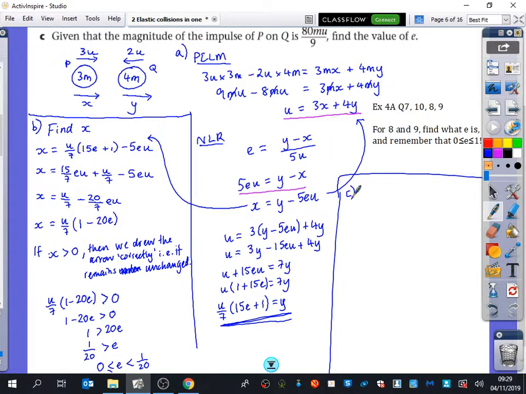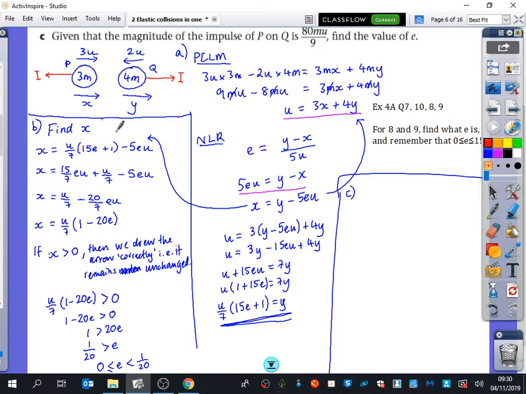It says, given that the magnitude of the impulse of P on Q is 80mu over 9, find the value of e. So we can look at either of them, because we know the impulses are actually going to be equal to each other. But P on Q, which side are we actually looking on for the impulse, the right or the left? Yeah, the right side. It's the impulse that P is doing on Q. So there's our impulse. We could also look at this one if we wanted to.